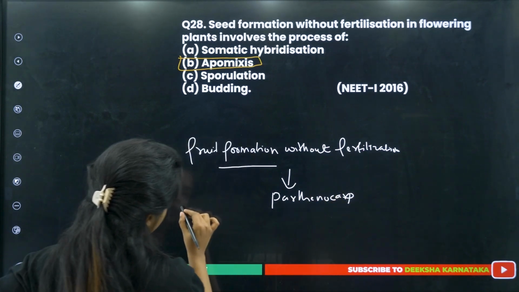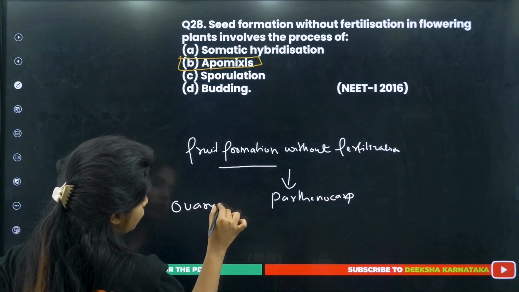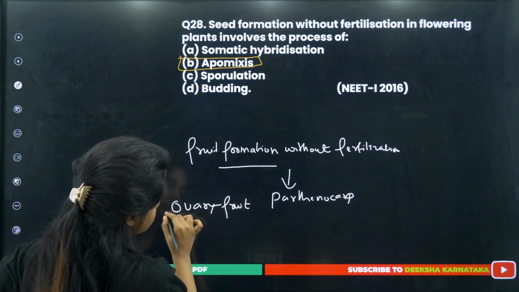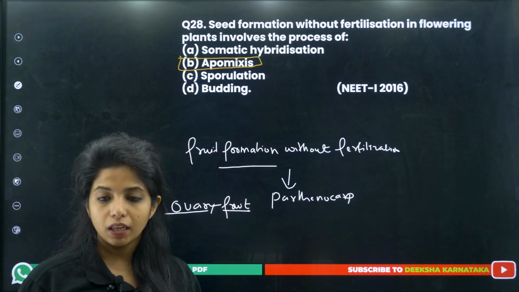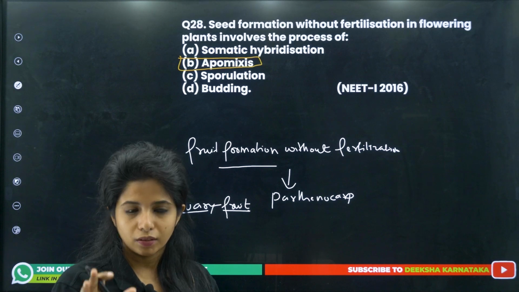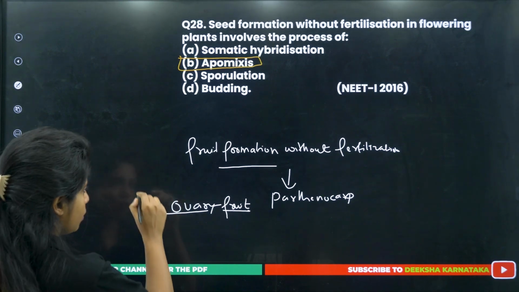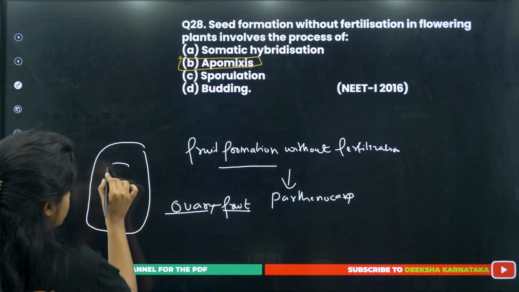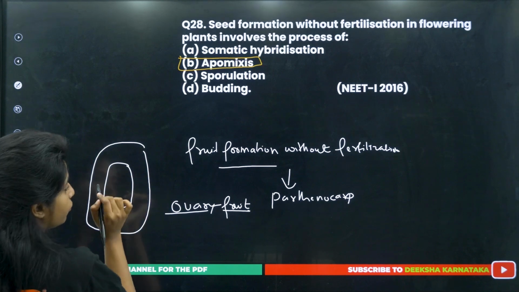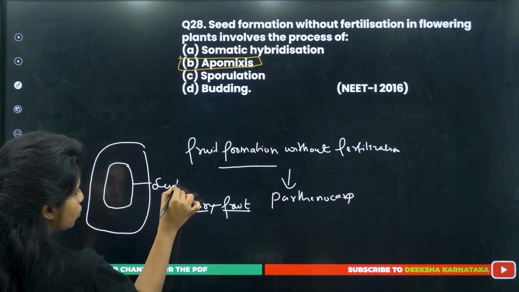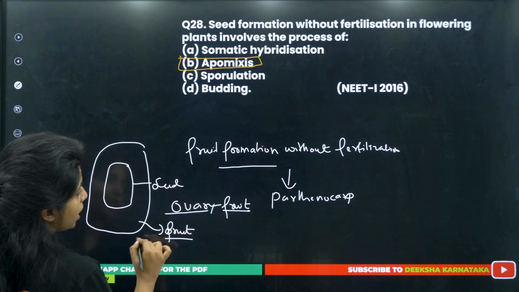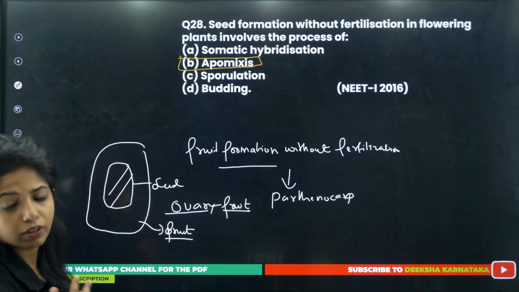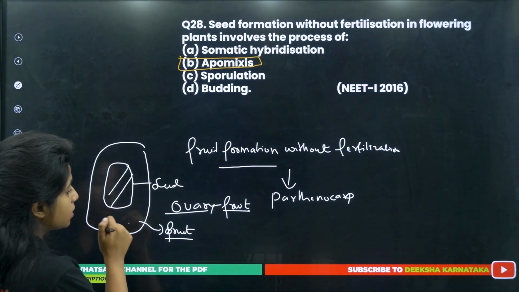Parthenocarpy, where the ovary turns into a fruit. This happens in certain plants like banana. Seedless, where obviously fruit is forming without fertilization, there won't be seed, because this is the ovary, this is the ovule. Inside this, if fertilization happens, then this converts into a seed, and this converts into what? A fruit. The ovary converts into a fruit. But as of now, this is not getting converted into seed because fertilization has not taken place. But still this guy is making a fruit.